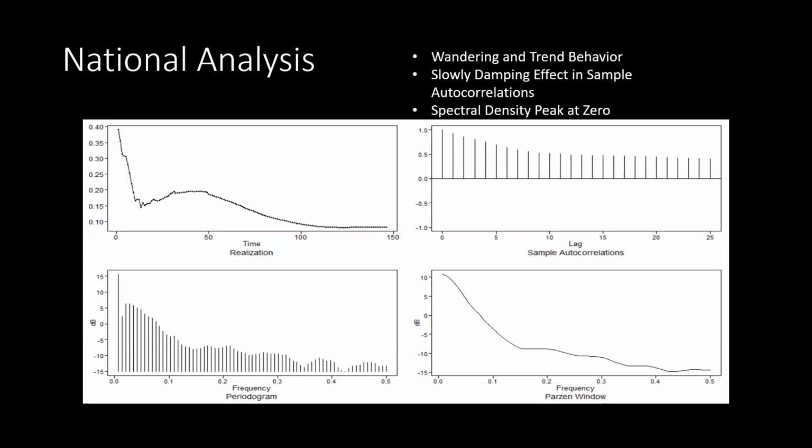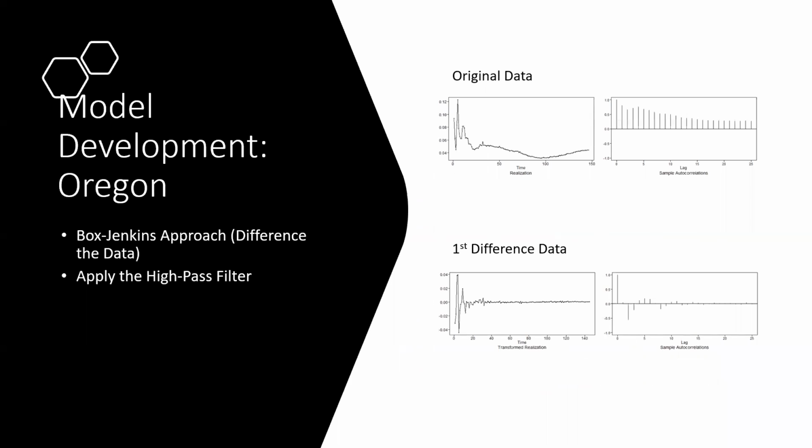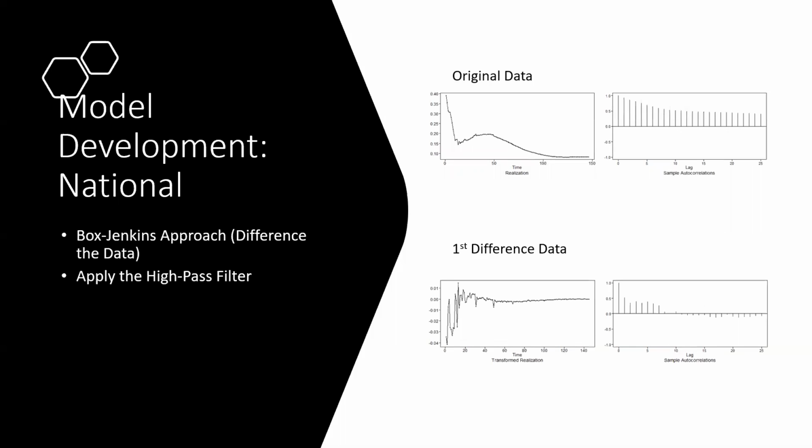Similarly to the Oregon data exploratory data analysis, the national statistics also display wandering trend behavior, slowly dampening sample autocorrelations, and spectral density peak at 0. To transform the non-stationary data to stationary, the Box-Jenkins approach was used. A high pass filter was applied, and the first difference effectively transformed the data. The same filter was applied to the national data and it was also effectively transformed.